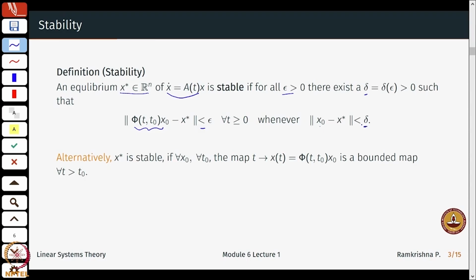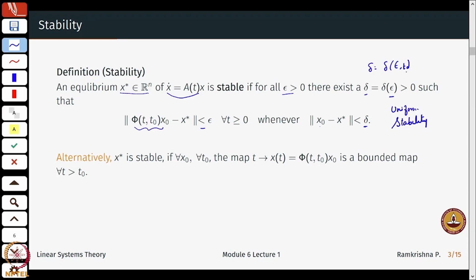whenever the norm of x 0 minus x star is less than delta. We will come to where the epsilon and the delta come from. In some cases the delta depends on the initial condition, and in this case it is not depending on the initial condition. So it is also referred to as the concept of uniform stability.